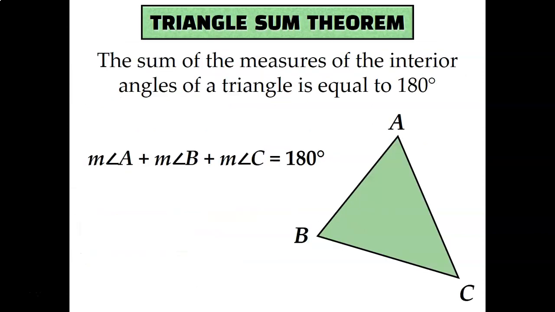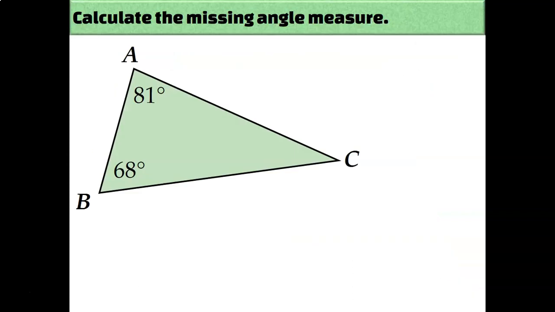If you add the measures of the three interior angles of a triangle, it will always be equal to 180 degrees. We can use this theorem to help us solve for missing angle measures in a triangle. As long as you know two of the three angles, you can figure out the third. So for example, I have the measure of angle A is 81, and the measure of angle B is 68, so what's the measure of angle C?